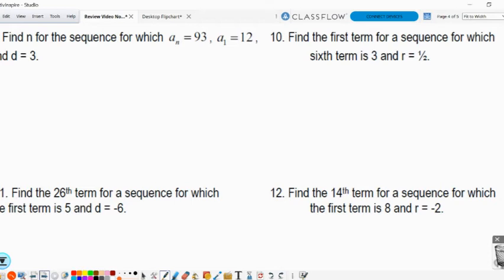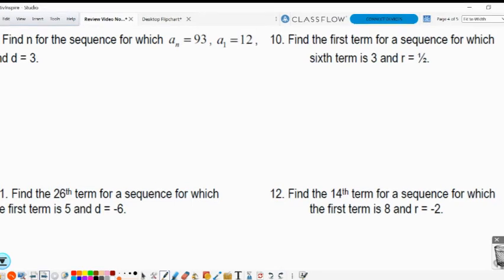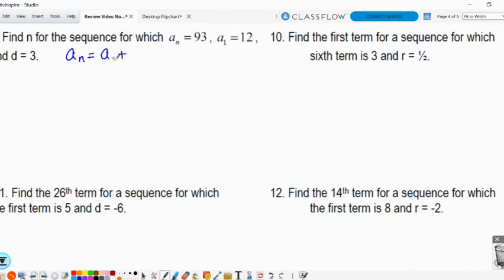Questions 9 through 12 ask us to use our general formula to solve for an unknown. Each general formula has 4 variables, so we are given 3 of those variables. In question number 9, I see that there's a common difference listed, so I know that that will be arithmetic. So we'll look at our formula sheet, and we'll plug in what we know. We know that the term is 93. We know that the first term is 12. The common difference is 3, and we're looking to find where 93 is in this sequence.